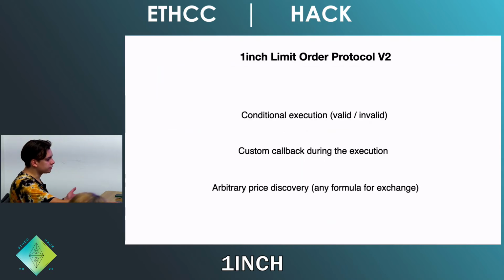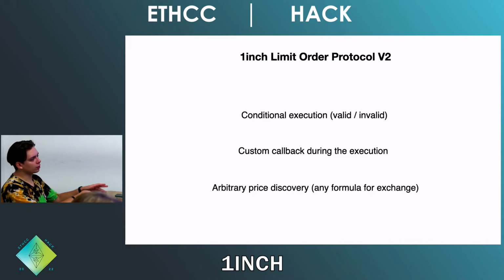There are multiple features in this limit order. Basically, you have conditional execution. You can specify additional things in your order. You can not only specify the exchange rate, but any custom condition. For example, I want to specify that the link price must be more than $10. Only if it's more than $10, my order will be valid. You can build any condition on it.